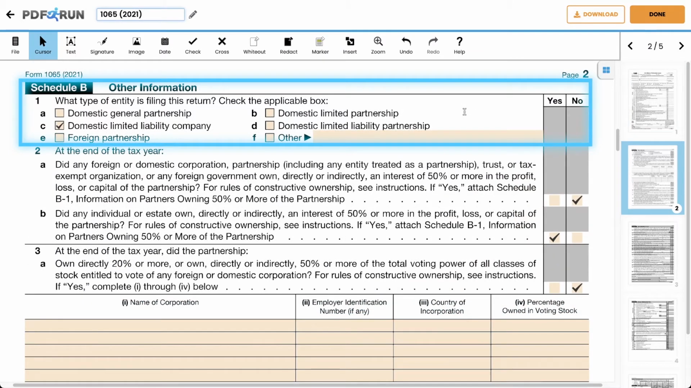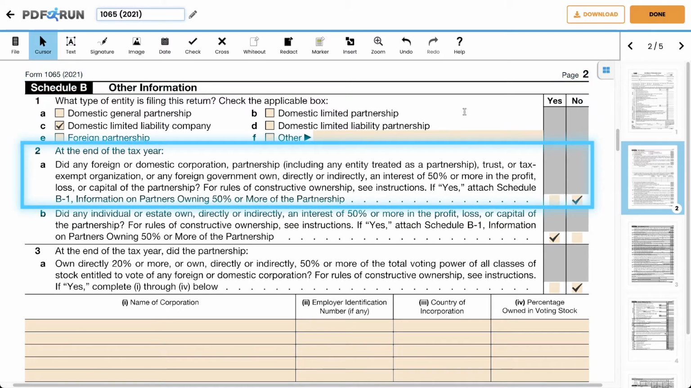Schedule B. Line 1. Check the appropriate box that indicates what type of entity is filing this form. You may choose one of the following: Domestic General Partnership, Domestic Limited Partnership, Domestic Limited Liability Company, Domestic Limited Liability Partnership, Foreign Partnership, Other, specify in the space provided.